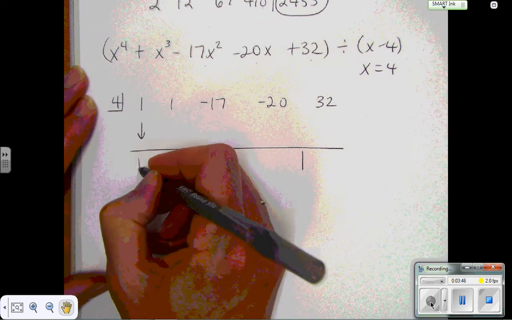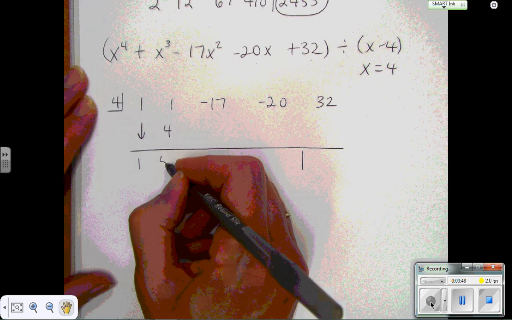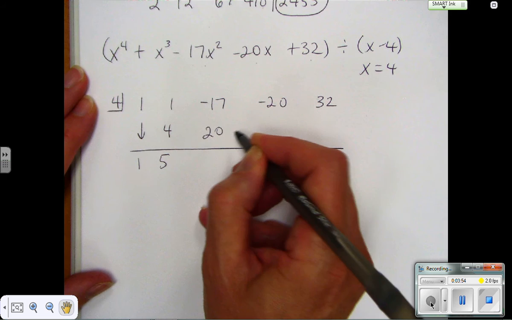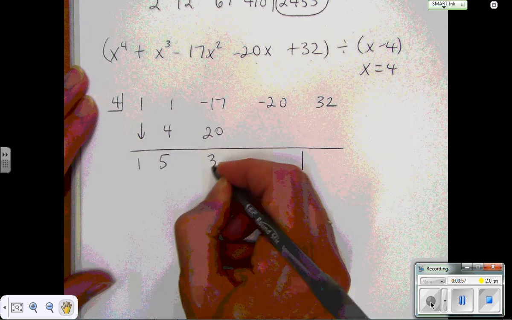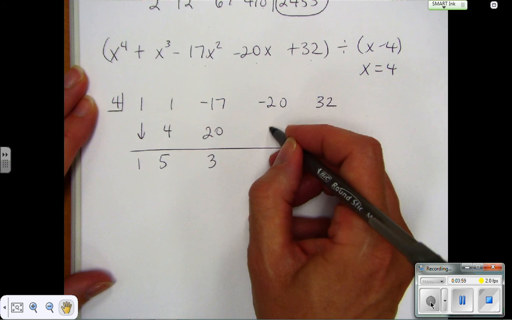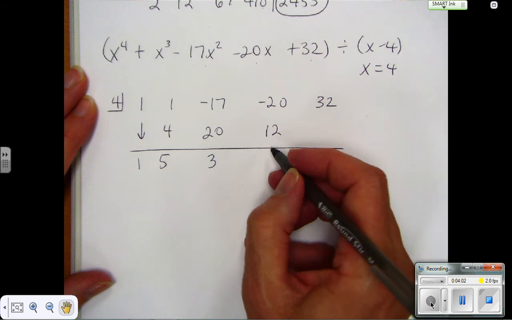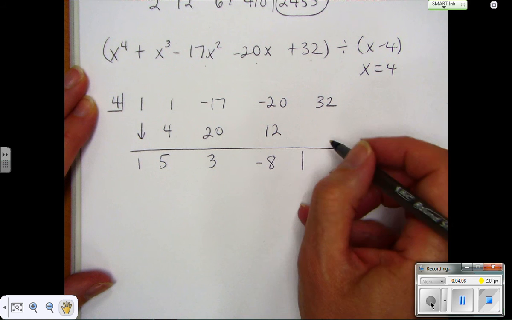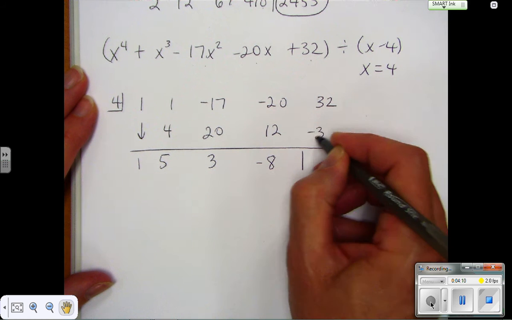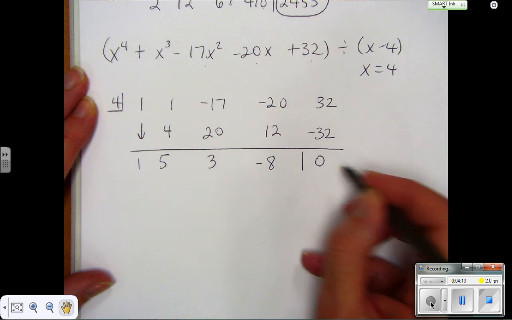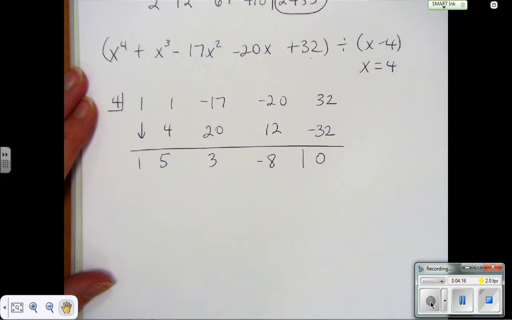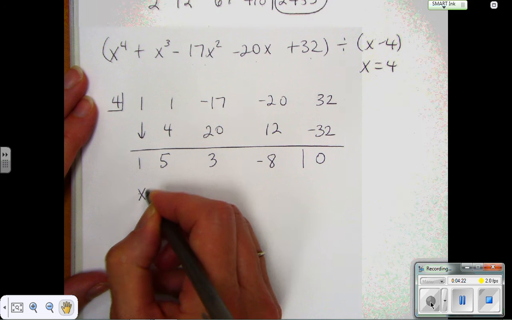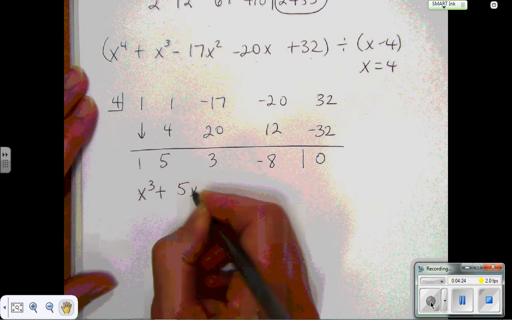It's going to be a 1. 1 plus 1 is 2... 4 plus 1 is 5. 5 times 4 is 20. Negative 17 plus 20 is 3. 3 times 4 is 12. Negative 20 plus 12 is 8. 8 times 4, oh, that's a negative 8, sorry. Negative 8 times 4 is negative 32. 32 minus 32 is 0. So we got no remainder on that one. That means my polynomial, my quotient, is x to the third plus 5x squared plus 3x minus 8.